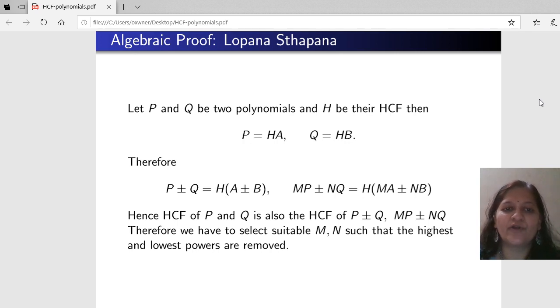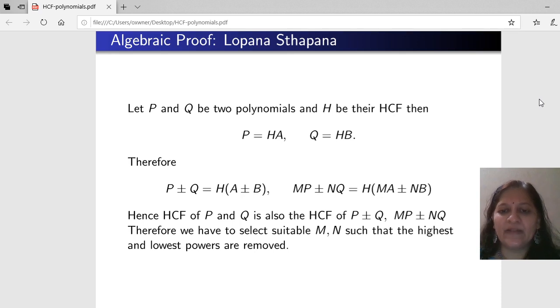Now we want to find the HCF, that is the highest common factor of two polynomials. Suppose P and Q are two polynomials and capital H is their HCF. Then we can write P as H times some factor A and Q equal to H times some factor B. Therefore, P plus Q is HA plus HB. We can take H common. So H times A plus B. Similarly, P minus Q is H times A minus B. Here note that there is no common factor between A and B because H is the highest common factor.